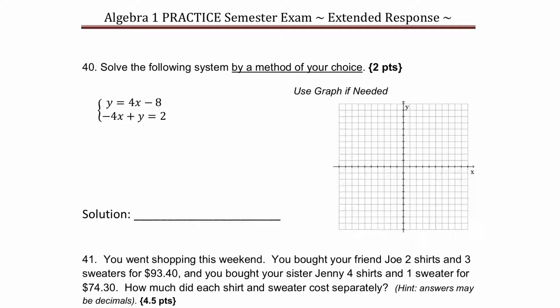All right, number 40, solve the following system by a method of your choice. So you can solve this however you want. I will say this, if you ended up graphing this, then what happens here is you get a couple parallel lines. And so remember, the solution, if you're graphing, is all the place where the two lines cross. And if they never cross, then you would have no solutions. So if you graphed it, that's what would happen there.